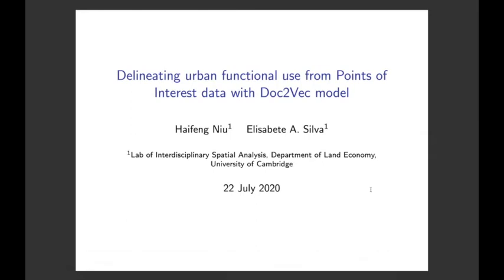Hello, everyone. My name is Haifeng, and I'm from the Lab of Interdisciplinary Spatial Analysis in the Department of Land Economy, University of Cambridge. Today, I'm going to talk about delineating urban functional use from point of interest data with the Doc2Vec model.